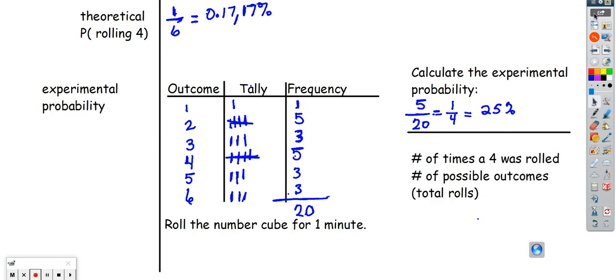All right, so you can see that mathematically some games can be set up so that one player has a better chance to win over the other player. After this video, we're also going to look at some other games and determine if theoretically they are fair or unfair.